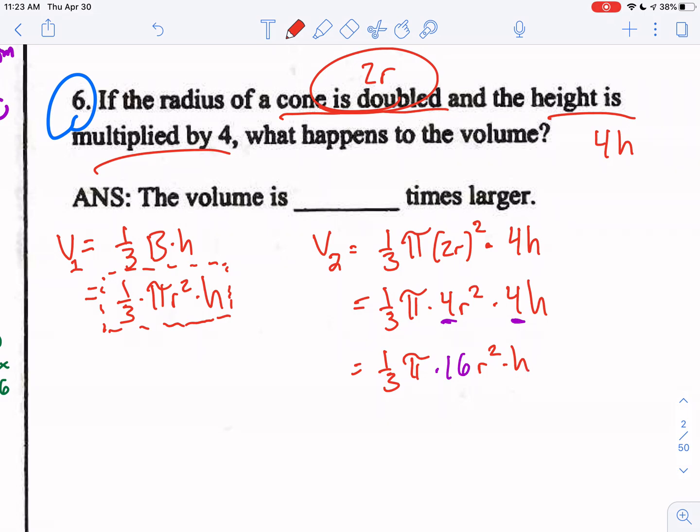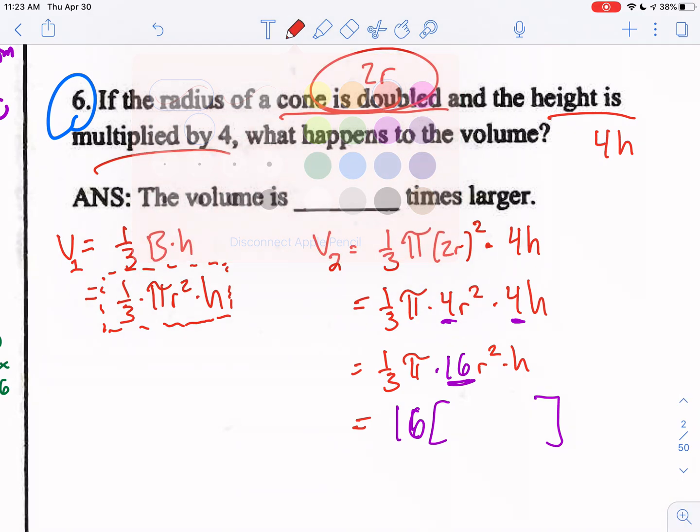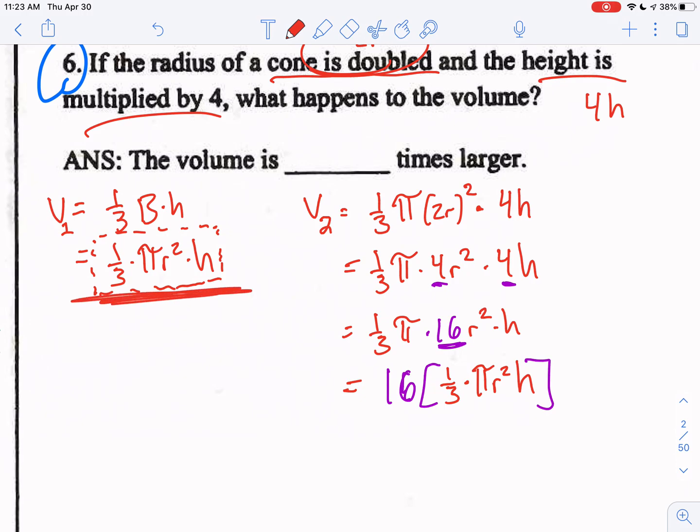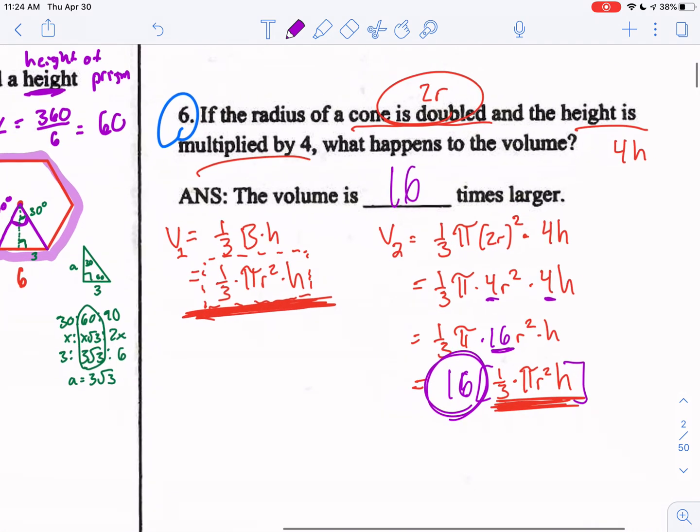Okay, I'm just simplifying. But right now what I wanna do, I wanna factor out this 16 just to make it look cleaner. We wanna keep the original here. So I'm gonna factor out the 16. And the original formula for volume stays inside. 1/3 pi r squared h. So as you can see, this volume here compared to this, right? Those two are the same. But what happens to volume then? It gets 16 times bigger. Boom. Okay, that's how you do that problem.